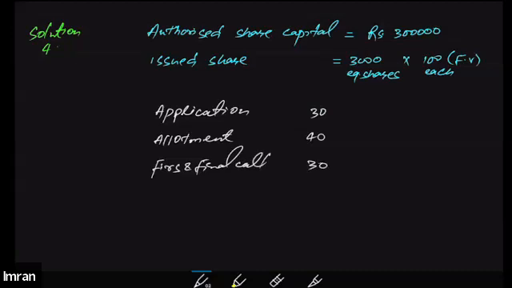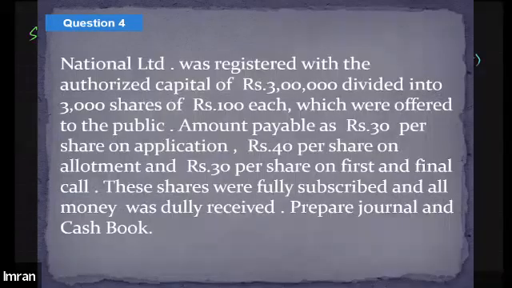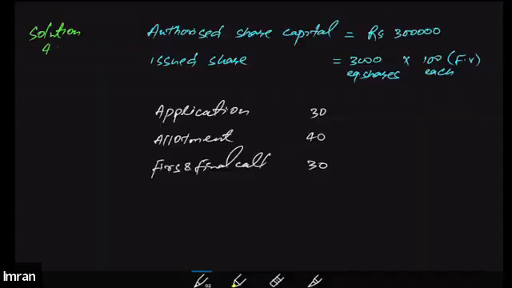30 rupees on first and final call. All right. Is it clear, everybody? Now we need to pass the journal entry. But see, this is very, very important. The question is asking us to prepare the journal and cash book as well. Now this is very, very important.